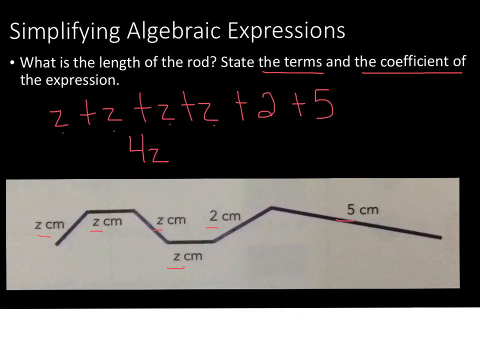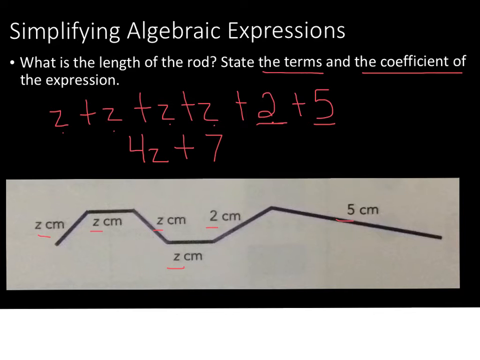Alright, but I cannot add 2 to 4z because 2 doesn't have a variable. It's just a regular number, or what we would call a constant. So I can't add it to 4z, but since neither 2 nor 5 has a variable attached, I can combine 2 plus 5. So in other words, I would turn this into 4z plus 7. And I cannot combine 7 and 4z because one has a variable and one doesn't. Those are not like terms.